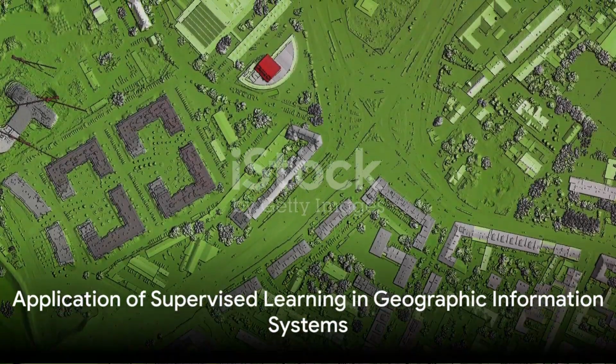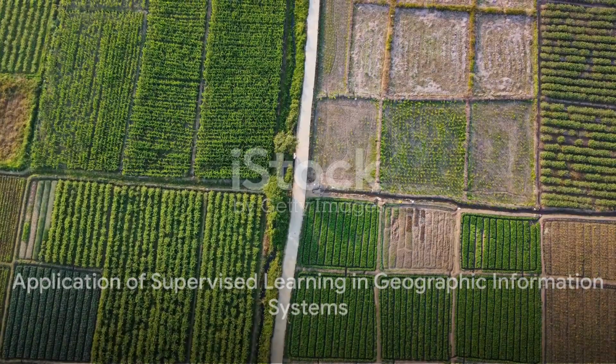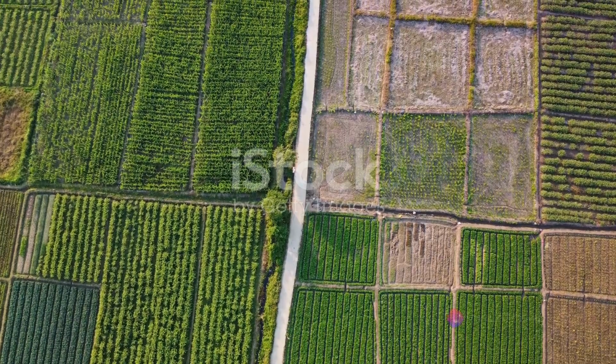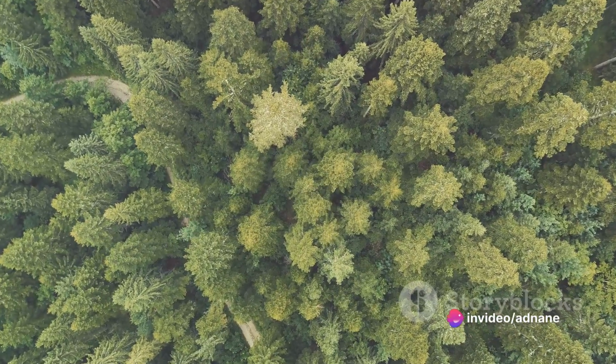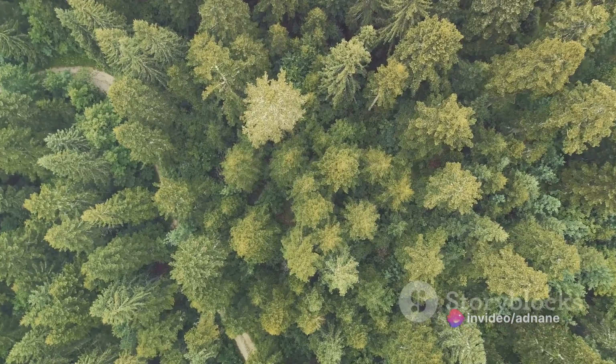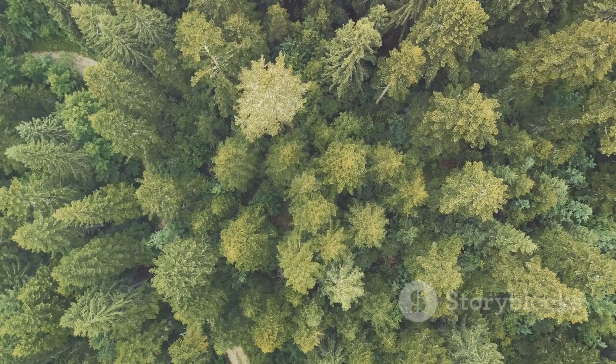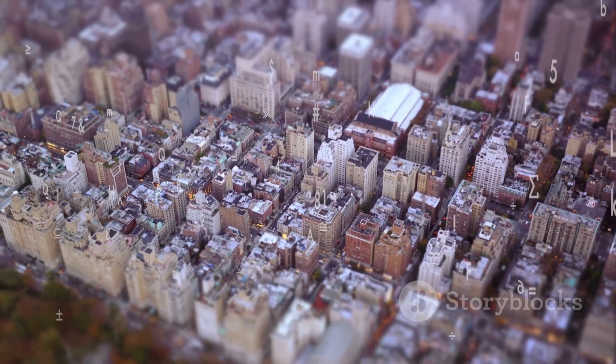For instance, in a geographic information system, supervised learning could be used to classify land use based on satellite images. The model would be trained on images where the type of land use is known, such as forest, urban, or agricultural. Then, it can predict the land use type of new images.